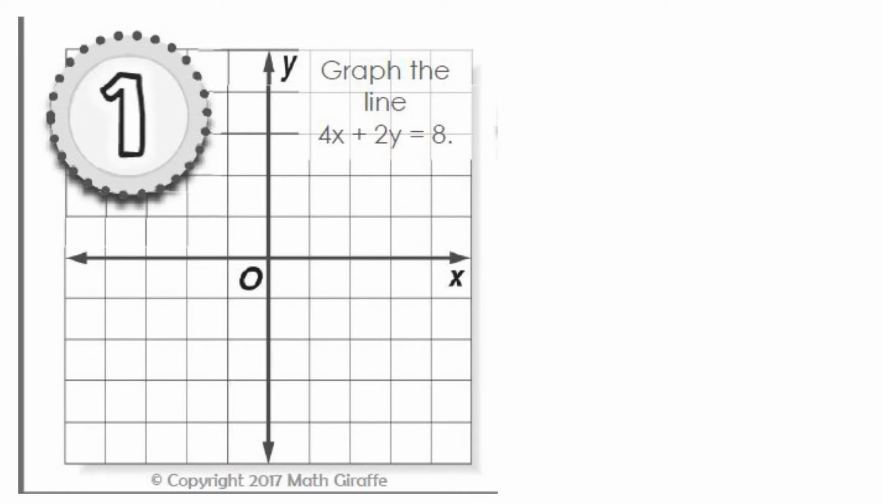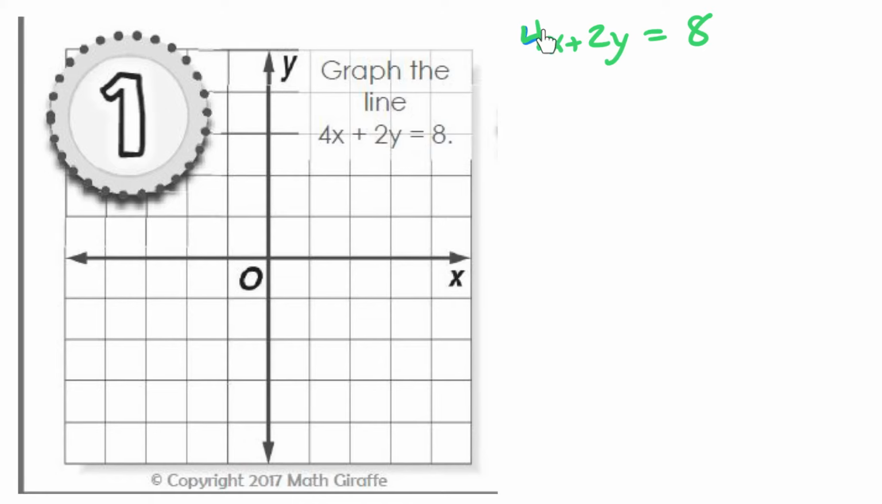So here's an example. It says graph the line 4x plus 2y is equal to 8. So to graph the line, we need to find 2 points on the line. Well, this is already in standard form. So we are left with 4x plus 2y is equal to 8. So I'm going to cover up to find my intercepts.